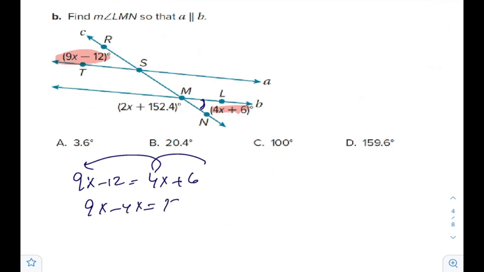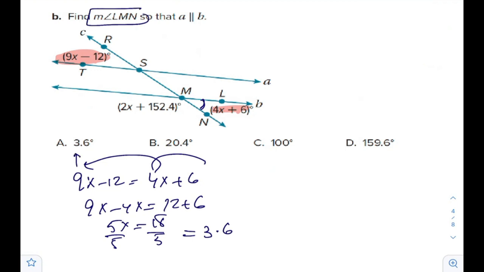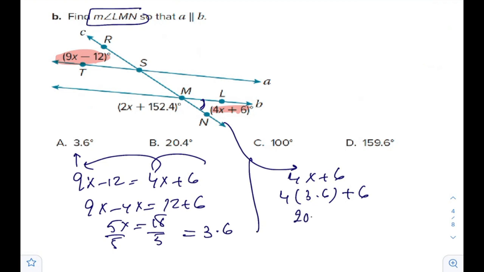9x minus 4x is 12 plus 6. 5x is 18, dividing by 5. 18 divided by 5, we need to replace later. So this is 3.6. This is what? Don't choose this. He's not asking for x. He is asking for the measure. So you need to replace. Measure of the angle is 4x plus 6. 4 times 3.6. That's why you need to read the question carefully. 3.6 by 4, then plus 6. The answer is 20.4. And that's why the answer is B.